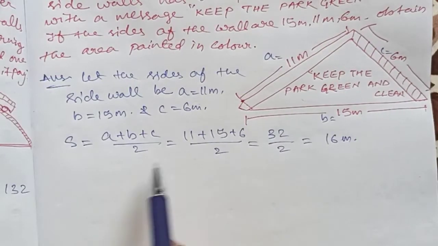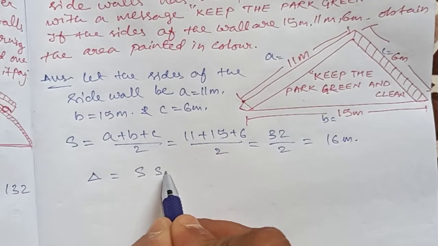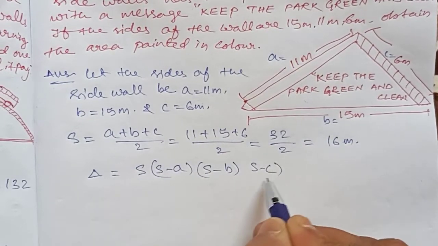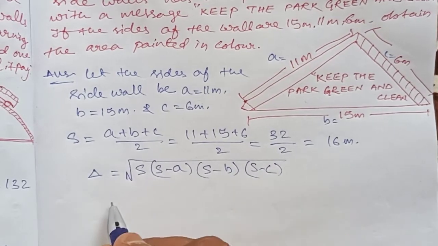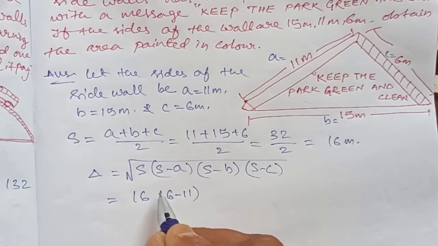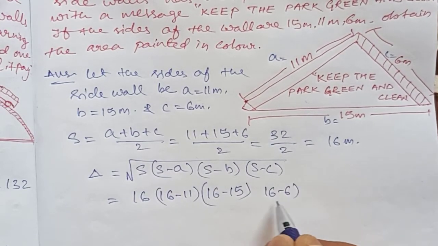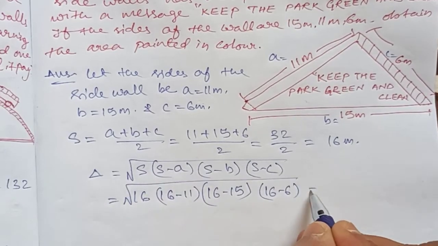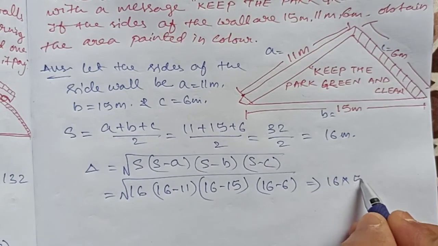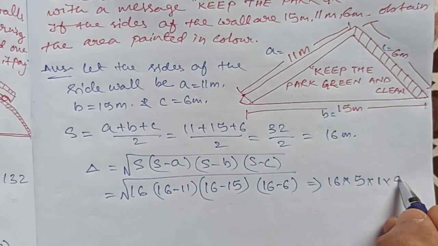Now we will use Heron's formula to calculate the area. Heron's formula is the square root of S into S minus A, into S minus B, into S minus C. We will substitute the value. S is 16, 16 minus 11, 16 minus 15, 16 minus 6, square root. Okay, 16 into 16 minus 11 is 5, into 16 minus 15 is 1, into 16 minus 6 is 9.